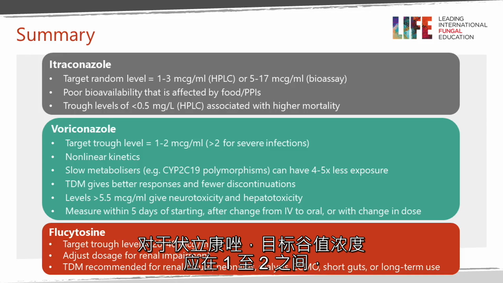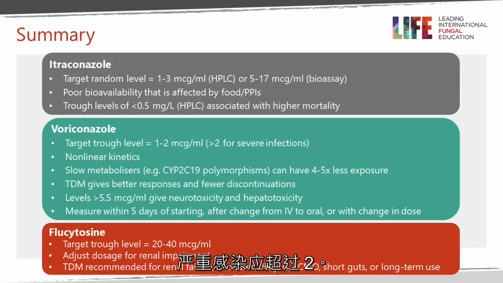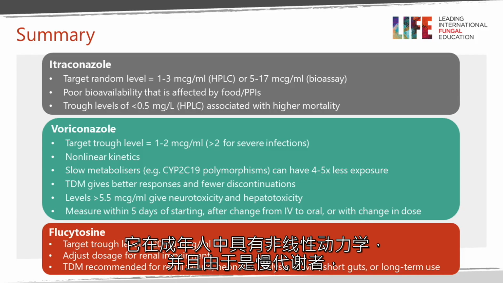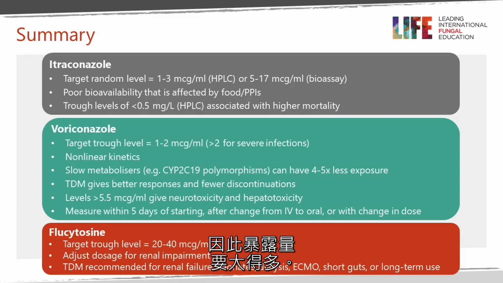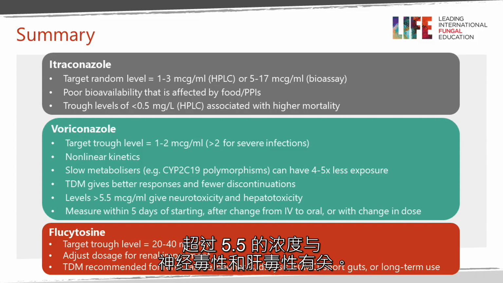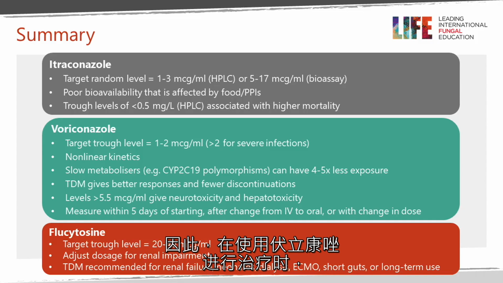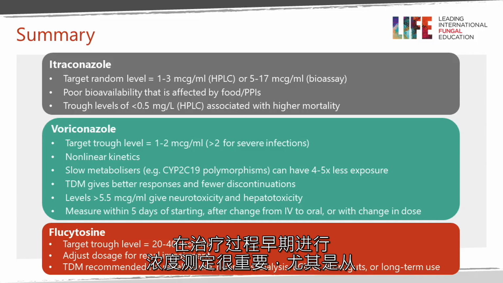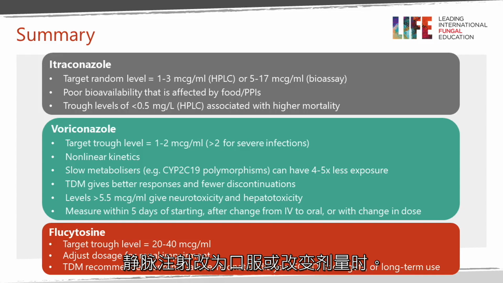With voriconazole, the target trough level should be between 1 and 2, and more than 2 for severe infections. It has non-linear kinetics in adults, and there are slow metabolizers who have much greater exposure. TDM also gives better responses and fewer discontinuations of therapy, and levels more than 5.5 are associated with neurotoxicity and hepatotoxicity. So with voriconazole, it's important to measure levels early in the course of therapy, and particularly from changing from IV to oral or with a change in dose.